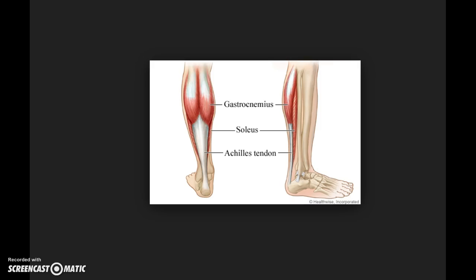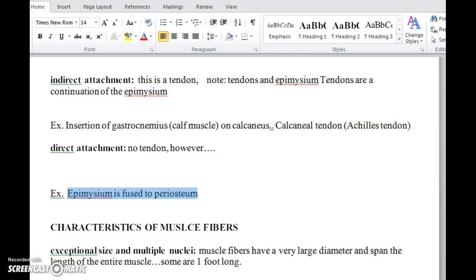So we got seconds left, or I got to stop this video, but here's showing the gastrocnemius, your calf muscle, and here you can see the Achilles tendon going down and then plugging into the calcaneus there. So epimysium is fused to periosteum, and then for example it says gastrocnemius, out of time, sorry.